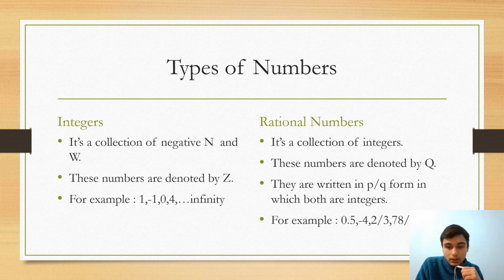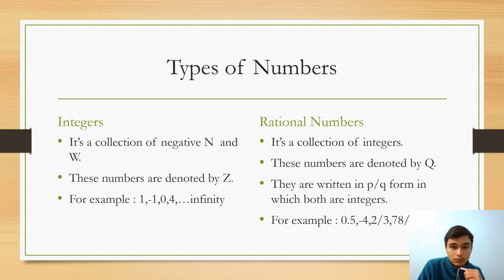Now, for example, 0.5. This is a decimal number, but why is it included in rational numbers? This is because when we put that decimal down, it becomes 5 upon 10, and when we divide it, it becomes 1 upon 2. And -4, 2, 2 upon 3, 78, and if we put -4, then -4 upon 1 is a rational number.